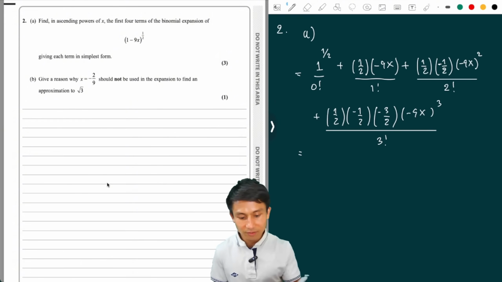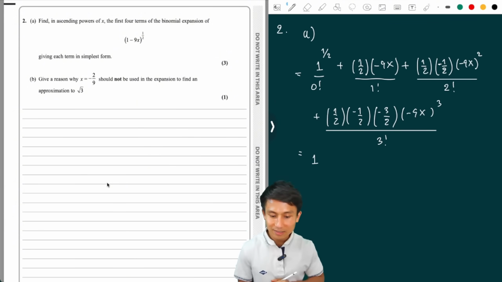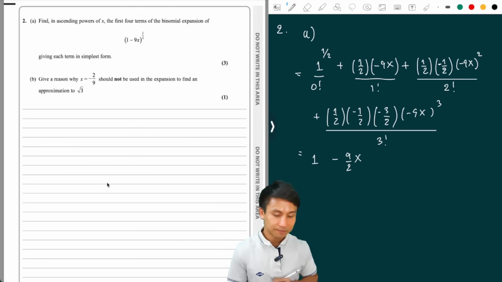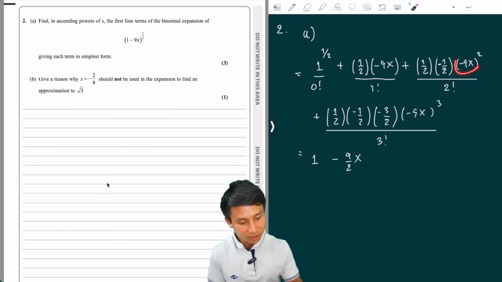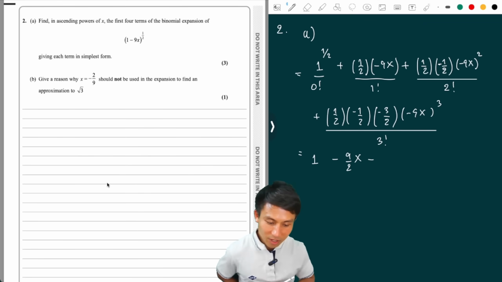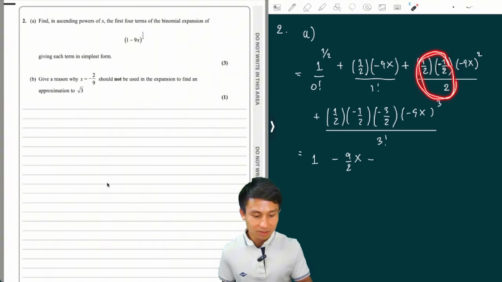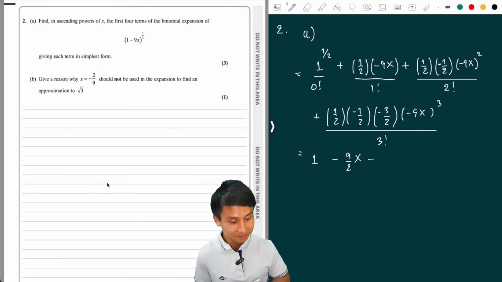Okay, so the first term, 0 factorial is 1, so 1 to the half is also 1. So 1 plus... The second term is minus 9 over 2x, right? Yeah. And then the third term, well, we got a positive number from here and a negative sign from here, so it should be a negative sign. Okay. And then we have over 8, so this is over 4 and this is 2, so it's 1 over 8 here, all this. And then this is 81, so 81 over 8, right?